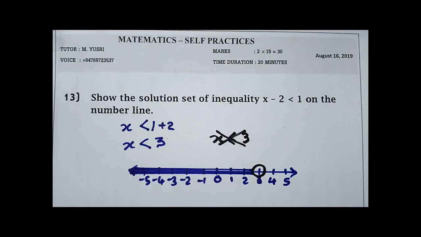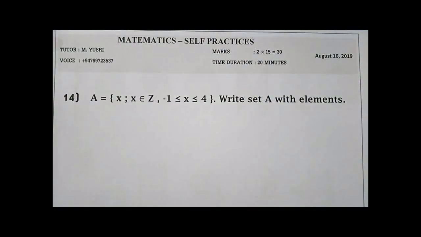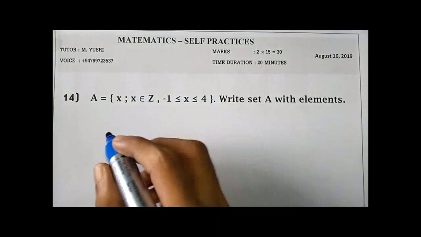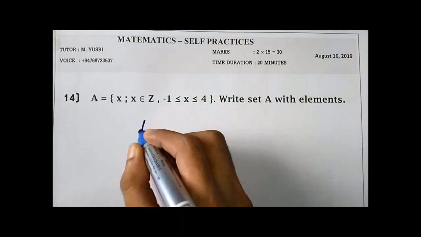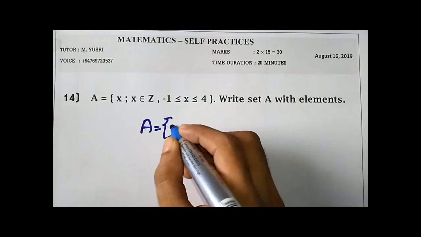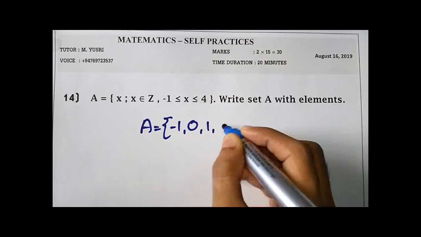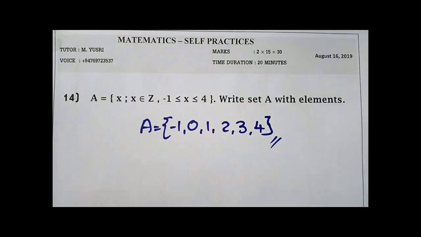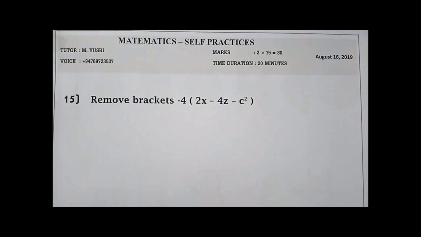Okay, so that's the answer. It's related to sets, and x is an integer between minus 1 and 4, and they have put the equal sign as well. So that means we can start with minus 1, 0, 1, 2, 3, 4. So that's the answer. And now we are moving to the last question of the day.